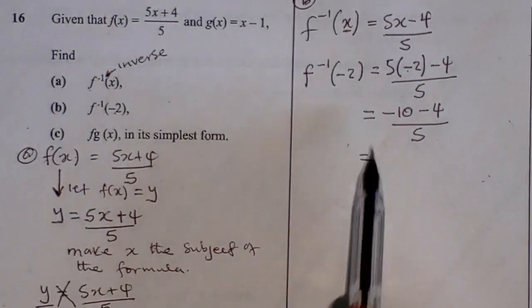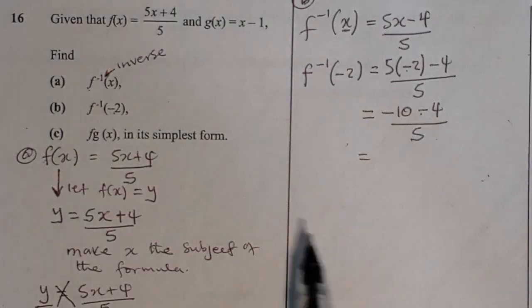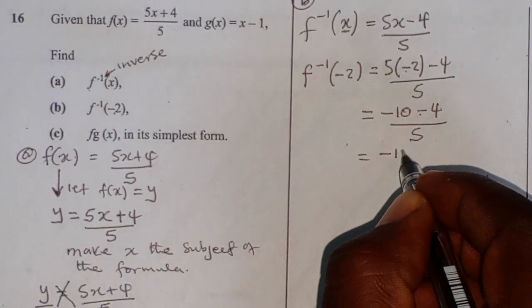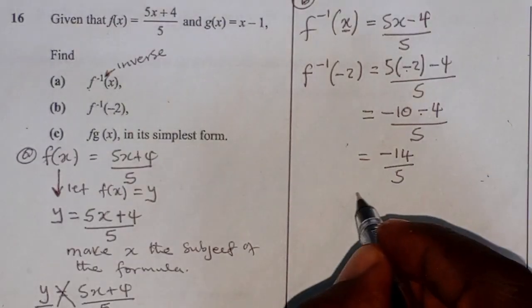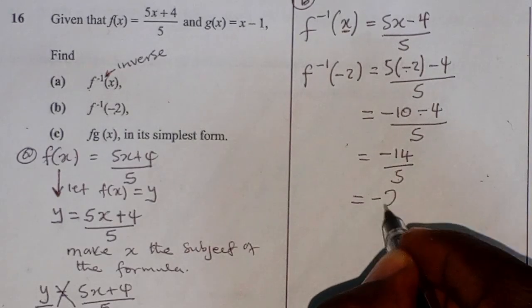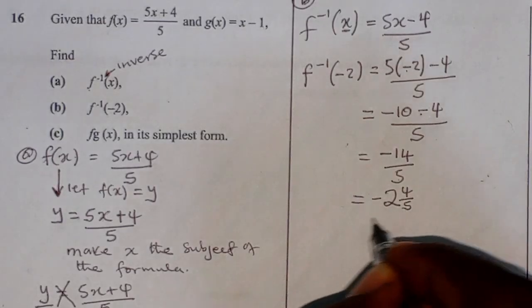So there, negative, negative, you add, and you add the negative sign to the answer. So we are going to have negative 14 over 5. So 5 into negative 14 is negative 2, remainder 4 over 5.